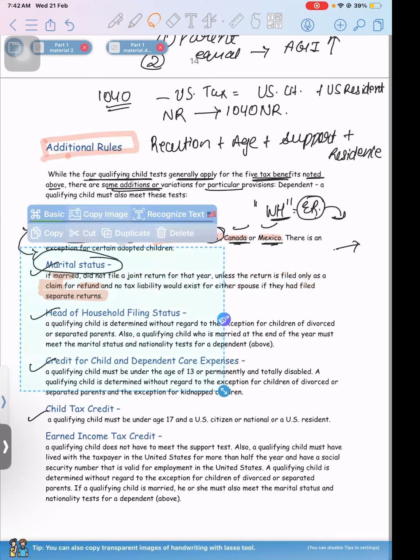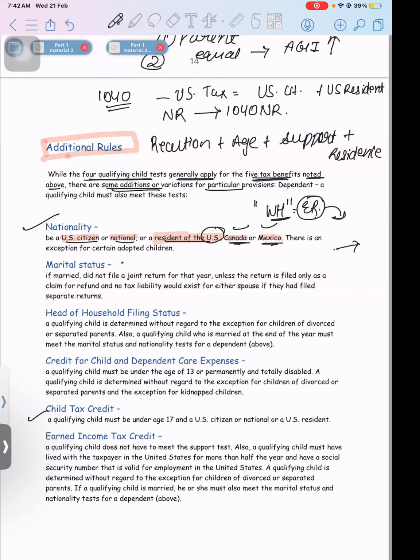Okay, I'll just summarize it. The child's marital status is fine, but the tax filing status should not be MFJ. If married, they should not file a joint return for that year unless the return is filed only to claim a refund. Only for claiming a refund, if you're filing a joint return, that's fine. Else, you are not allowed to file the return.